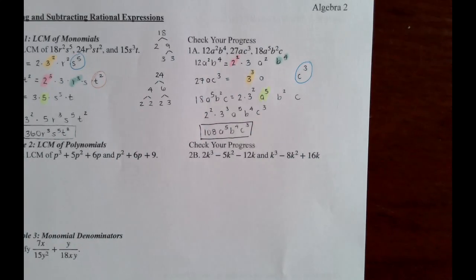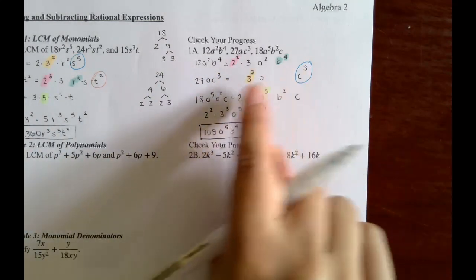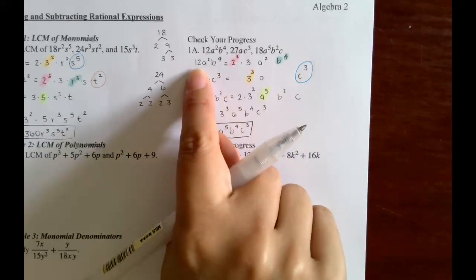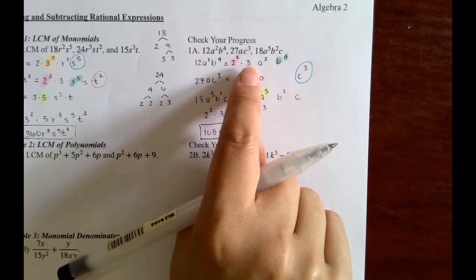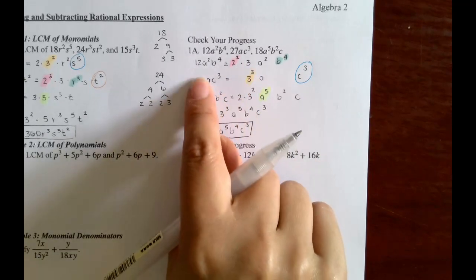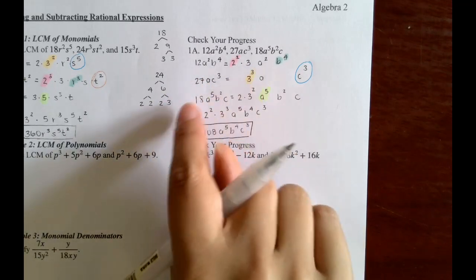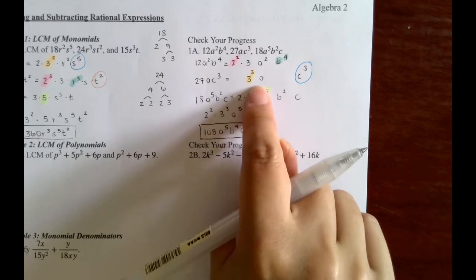You should have gotten 108 a to the fifth, b to the fourth, c to the third. If you got that right, you can move on to example 2. If not, here's your explanation. I did the prime factorization for each part. 12 is broken down into 2 squared times 3. 27 is 3 cubed. 18 is 2 times 3 squared.